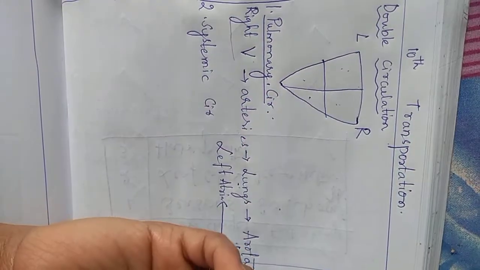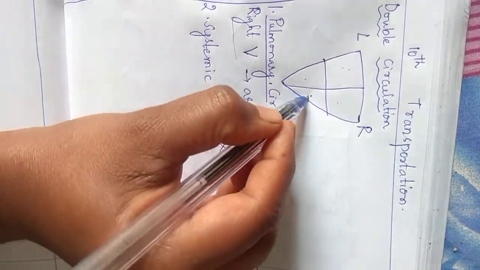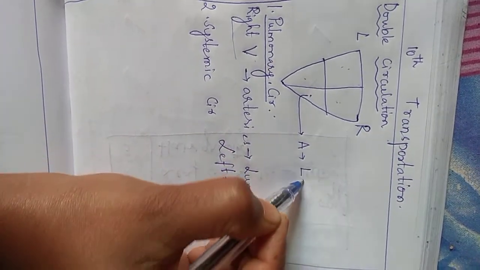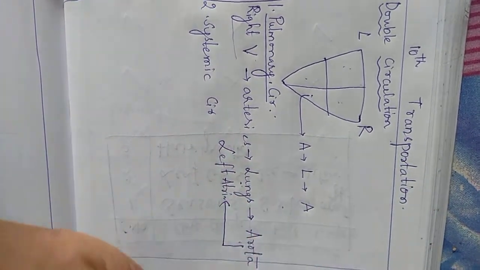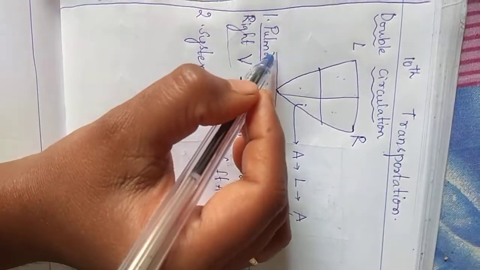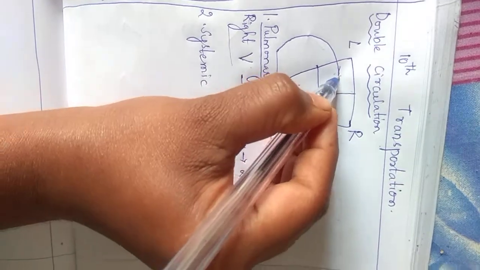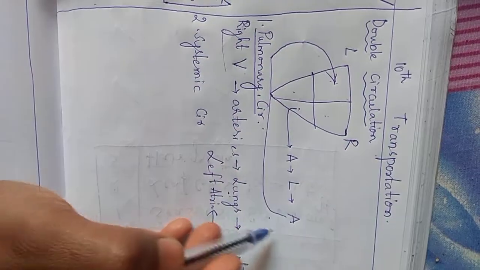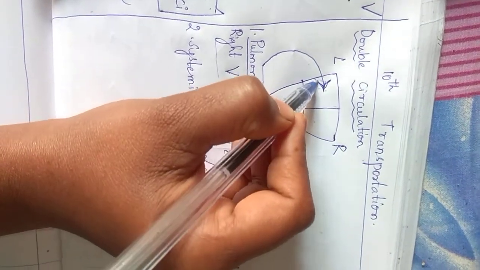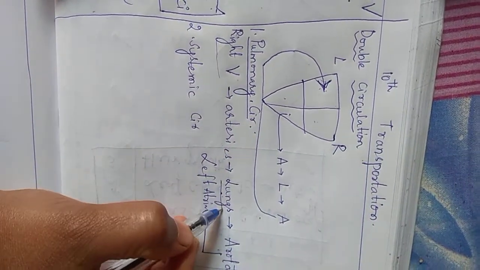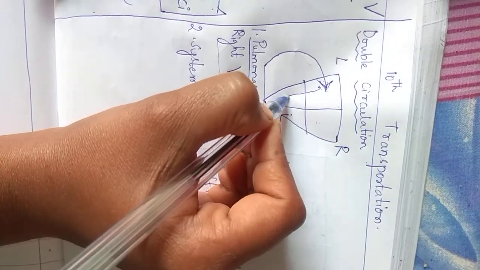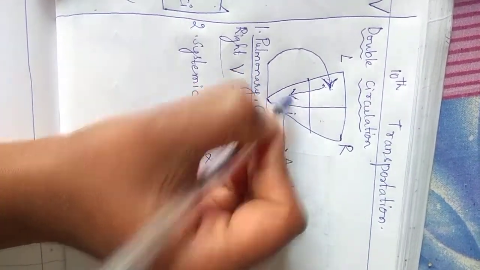Here you see in the diagram, from the right ventricle it has entered into arteries, lungs, aorta, and the aorta has brought the blood into the left atrium. This is one circulation. After entering into the left atrium, because it has come from the lungs, it will be having purified blood. So that blood will enter into the left ventricle.